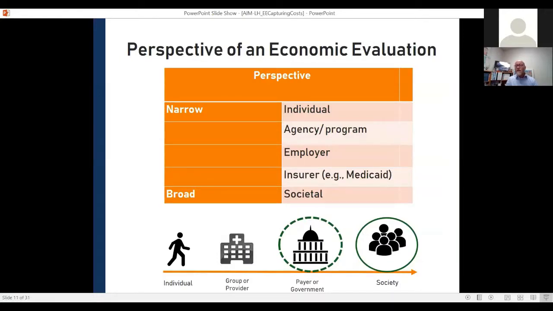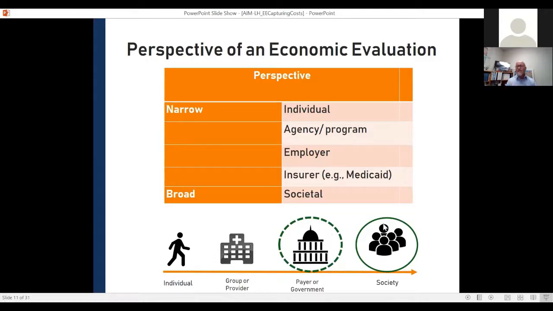One of the key concepts in economic evaluation is the need to define the perspective of the study, of the intervention. And the perspective can be very narrow or can be very broad. And you can see down below, I've tried to illustrate that with the narrowest of perspectives being that of the individual. So we're looking at what is the cost of a certain behavior to an individual, but then also what is the outcome for that individual.